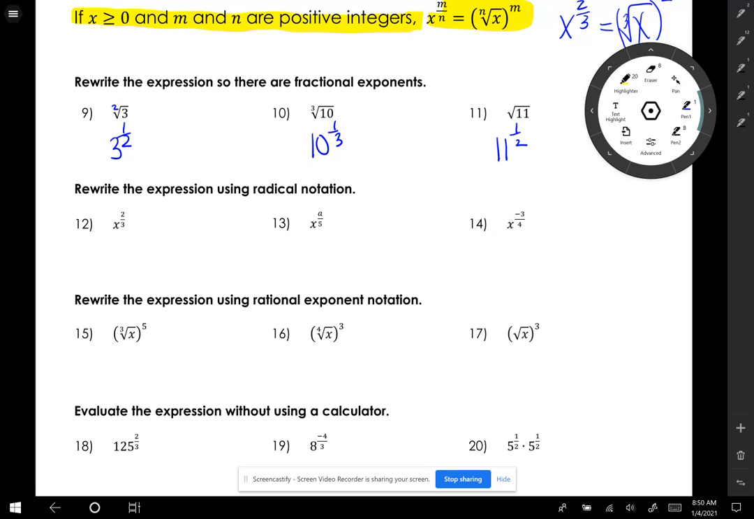Now for 12 through 14, it says rewrite the expression using radical notation. So what that means is we're going to change this. We're going to write it as part root and part exponent. So you have to remember the bottom value of that fraction is your root. The top value will remain the exponent. So for number 12, x to the 2/3, that 3 becomes our root. So it's the cubed root of x, and then that whole thing will be to the second power.